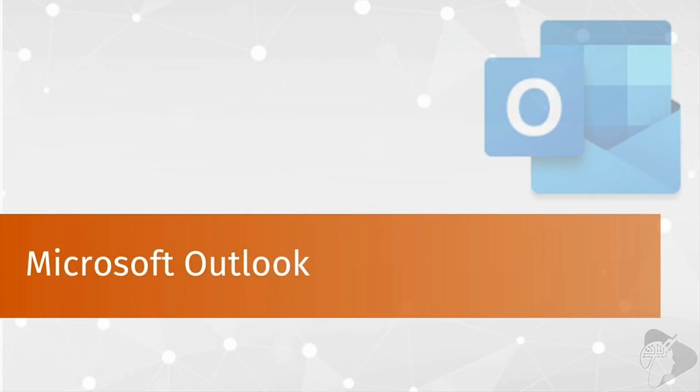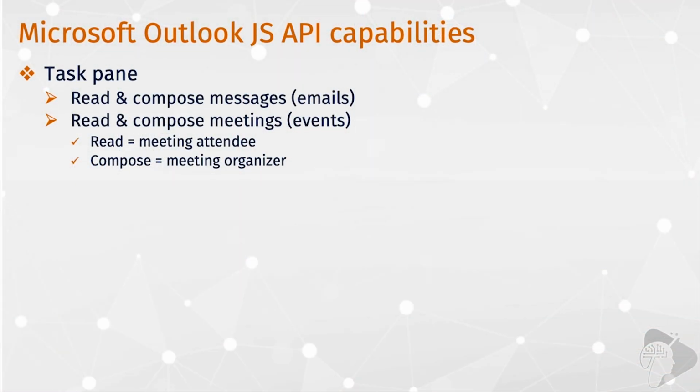Now let's look at Microsoft Outlook, which is one of the 3 primary Office apps the exam is going to test you on. You don't need to know all the details about the API, but you do need to know how it works and the capabilities that it has. So what kind of capabilities do we have with Office.js? Well, we can work with task panes. Now, these are going to apply to both the read and compose version of messages or email and events.